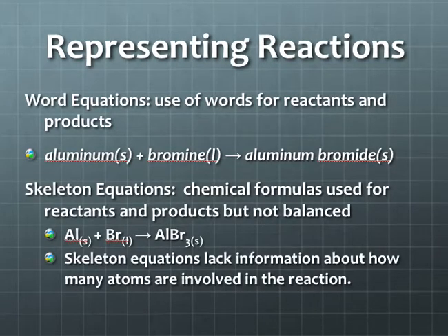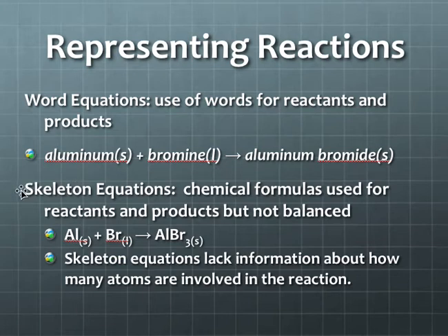So there are three different ways that we can represent an equation. One is a word equation, and that just means that we have the words for the reactants and the products. For example, aluminum solid plus bromine liquid yields, that's what that arrow sign means again, aluminum bromide solid. And notice that we do have physical states on all of those.